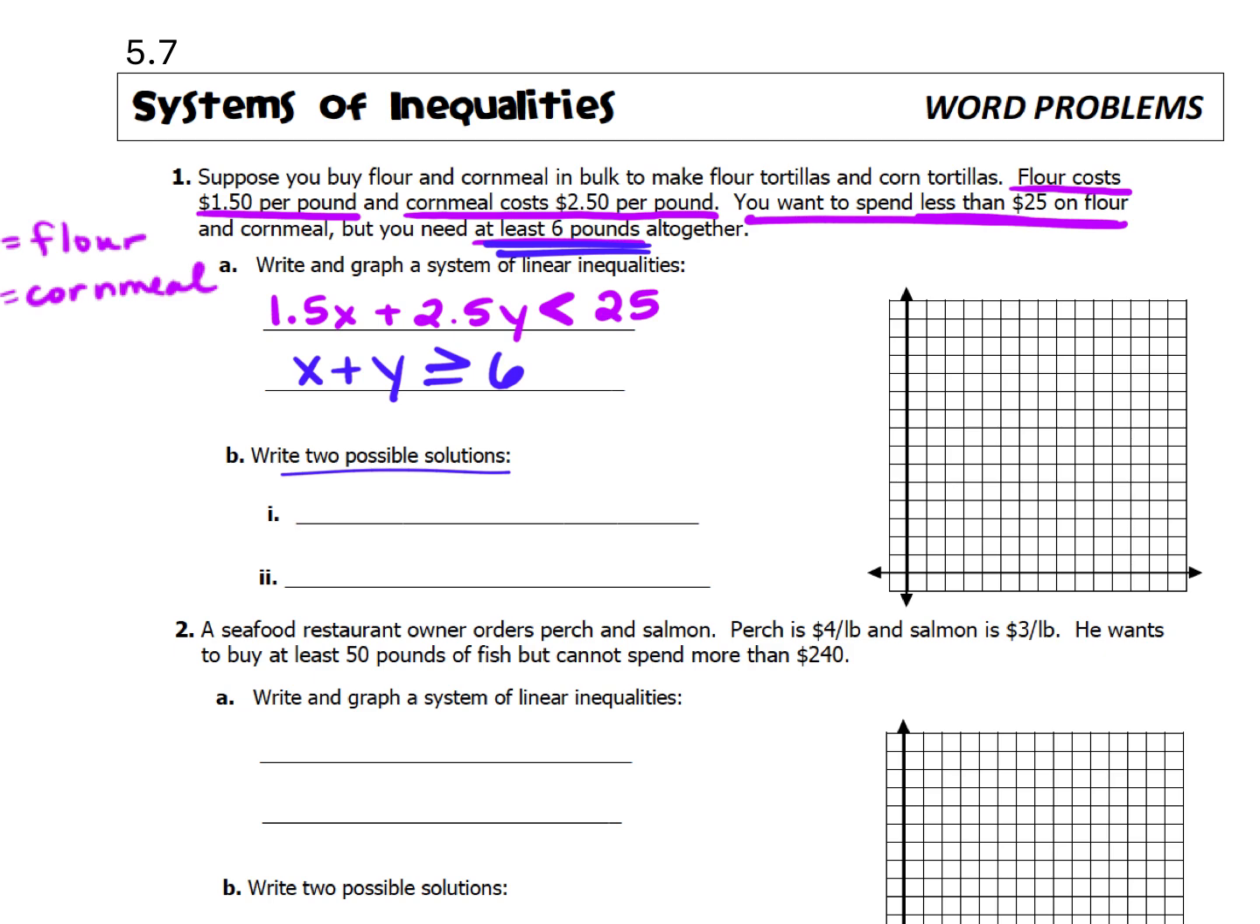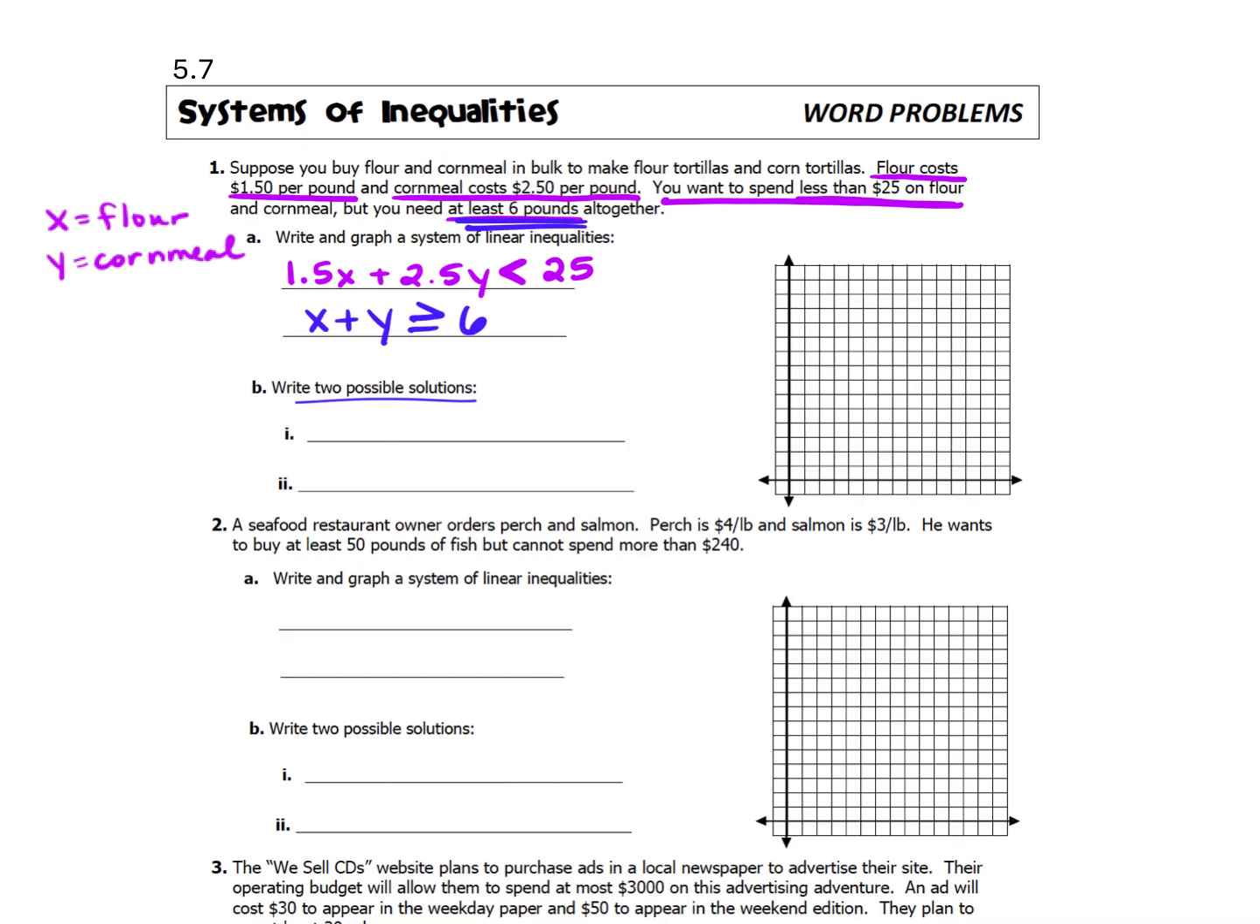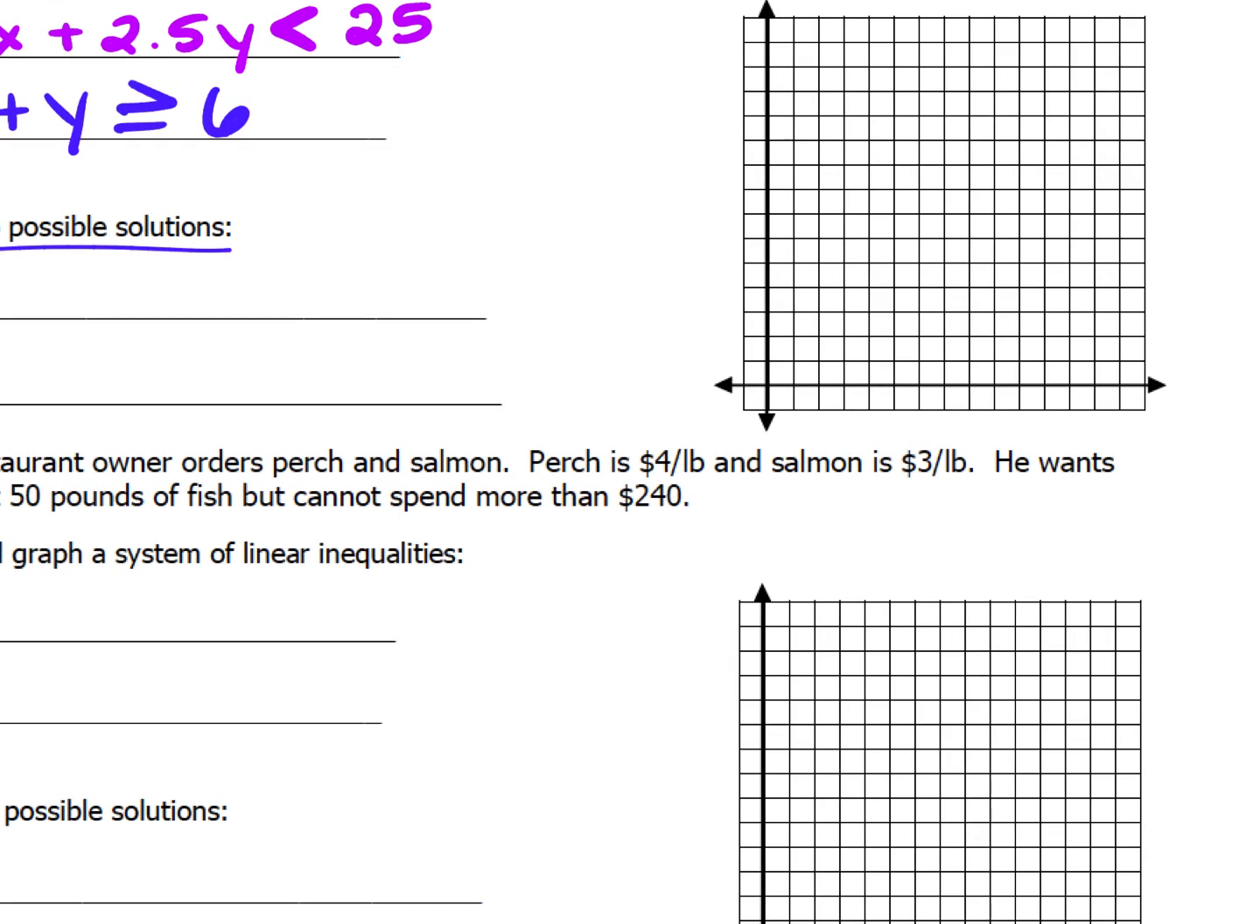Now let's think about this. We said x is flour. So if we're going to graph this, x being flour is going to go down here. Cornmeal is your y. Okay, so that's going to be the vertical.